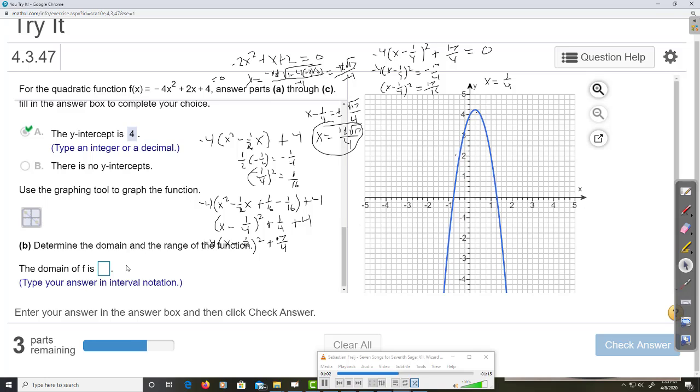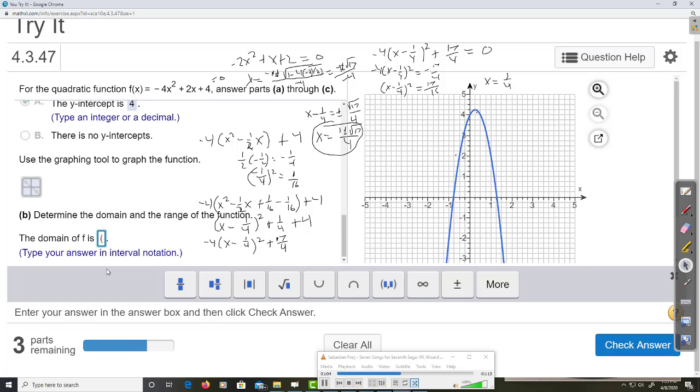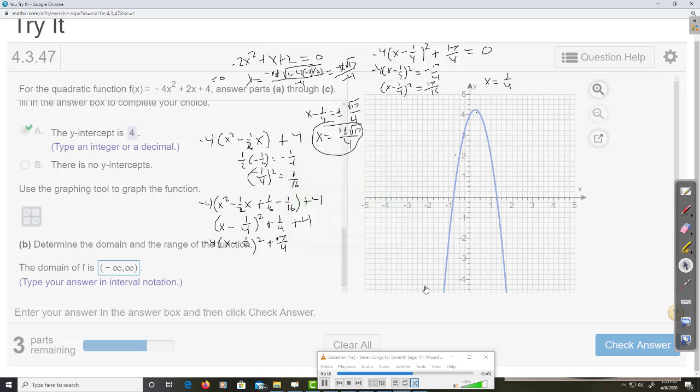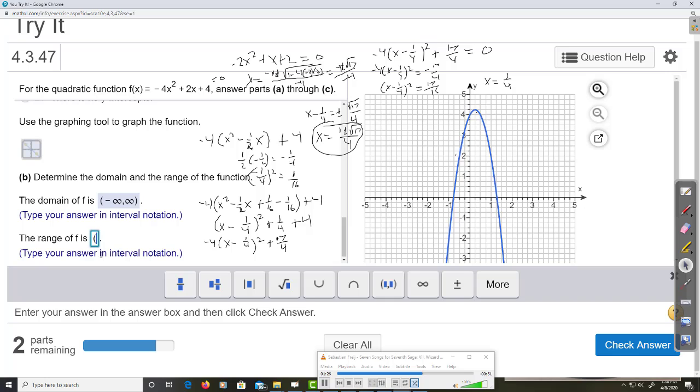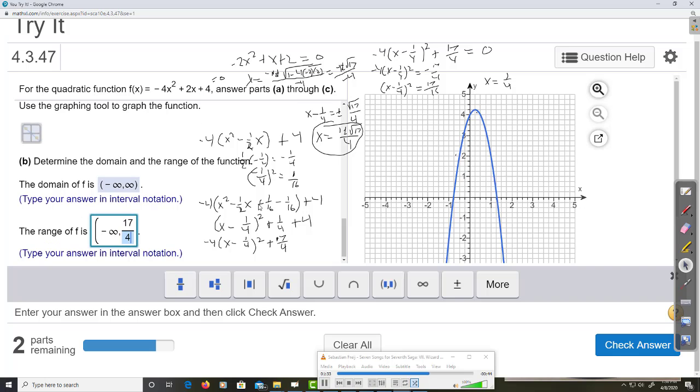Oh, we still got to do domain. Domain, super easy. Every domain problem in this section and in 4.1, you can just say it's negative infinity to infinity, because that's the domain of every quadratic and linear function. Range, of course, will vary, because the range of this one goes from negative infinity, goes infinitely down, up to, well, our maximum value here was 17/4, so 17/4, and we do include it.